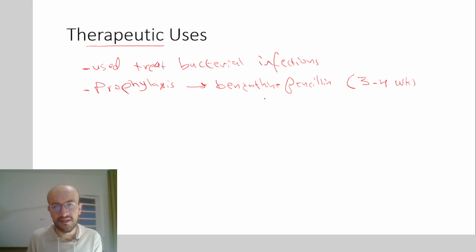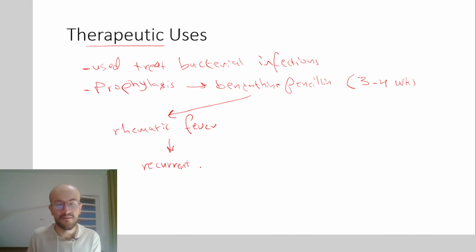So it is used in the prophylaxis of rheumatic fever, and that's in children who have recurrent tonsillitis. So for recurrent tonsillitis, we give them benzathine penicillin for the prophylaxis against rheumatic fever. It is also used for the prophylaxis against endocarditis.